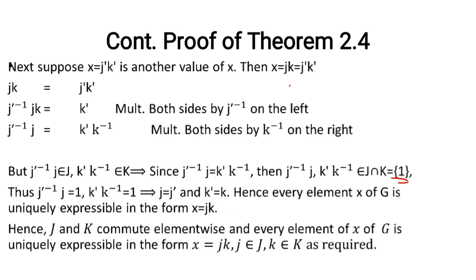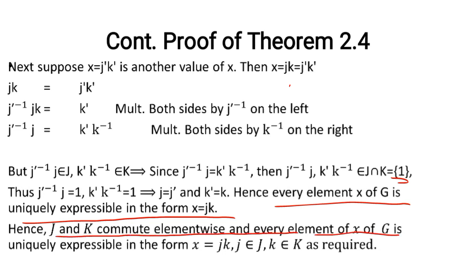So hence, every element x of g is uniquely expressible in this form. And in conclusion, we have succeeded in showing that k and j commute element wise, and every element x of g is uniquely expressible in this form as required. Okay, and that completes the proof for this theorem, theorem 2.4. So like I said, you go through the notes and double check what we did for 3 implies 1. I need you to be able to prove that too.